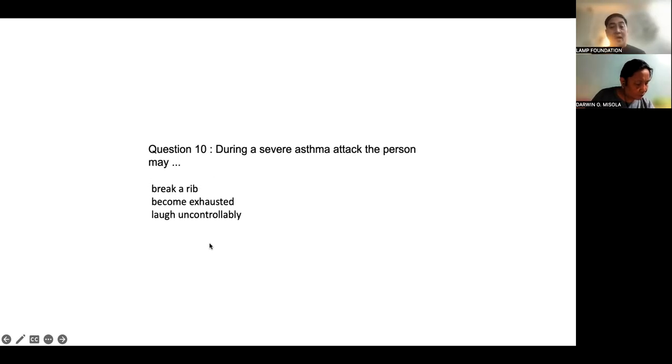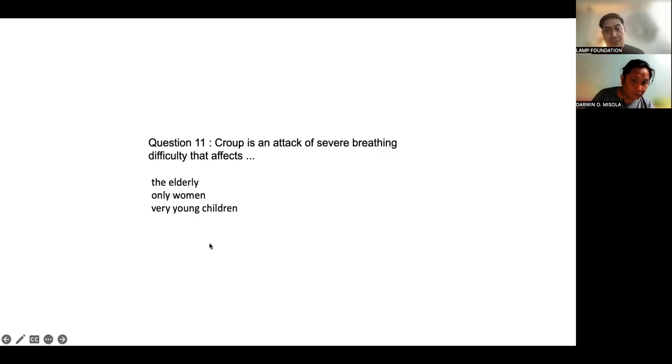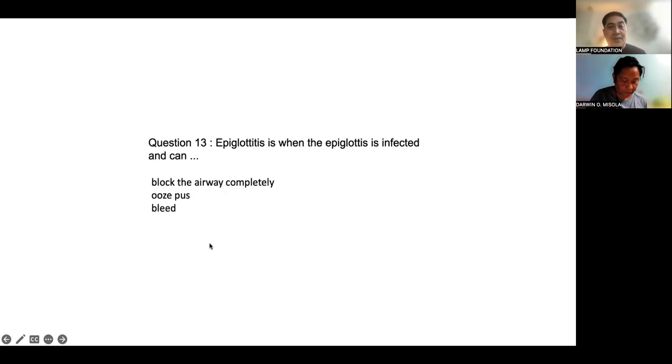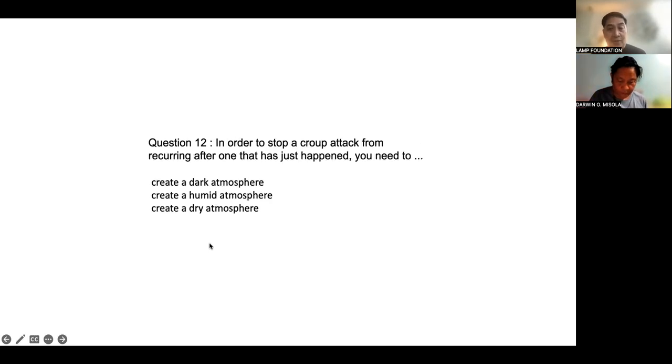During a severe asthma attack, a person may become exhausted. Croup is an attack of severe difficulty in breathing that affects very young children. In order to stop a croup attack from recurring after one that has just happened, you need to create a humid atmosphere.